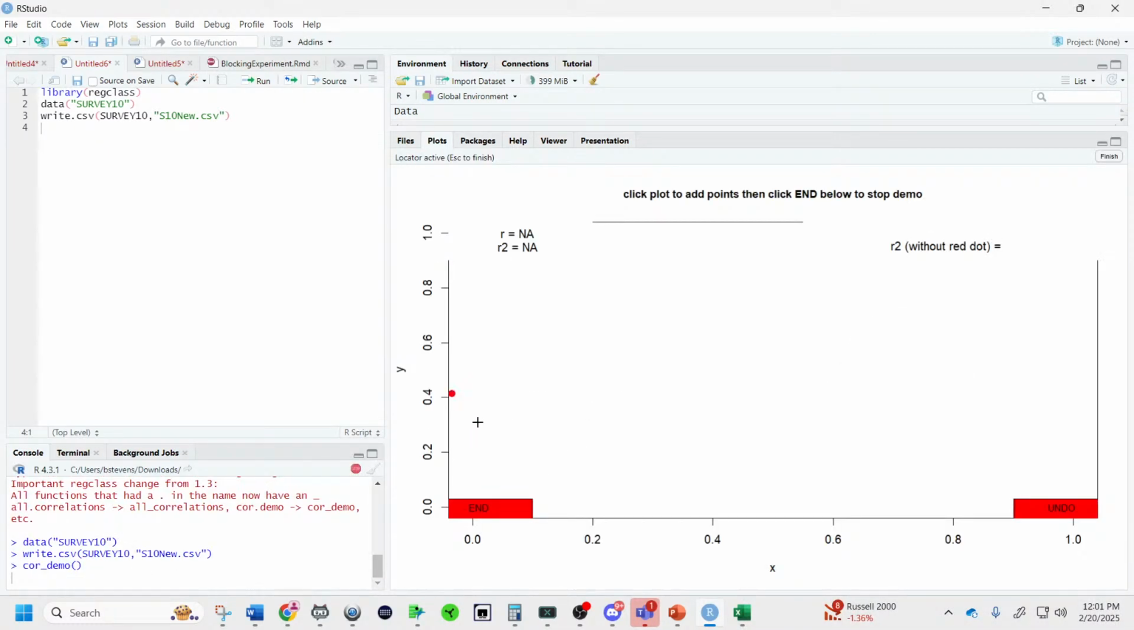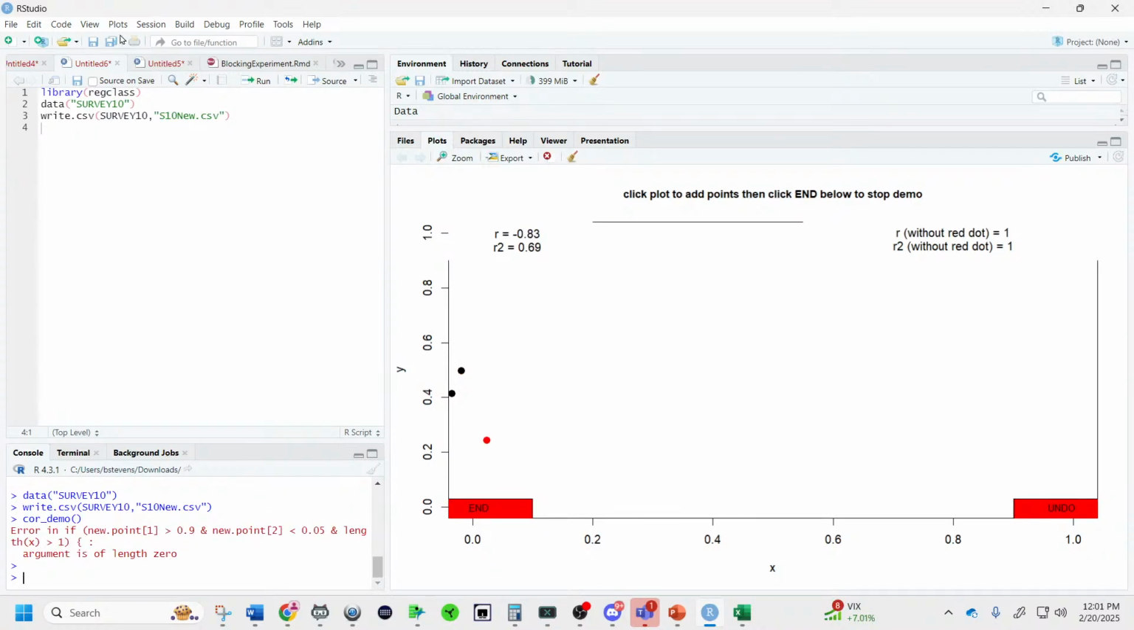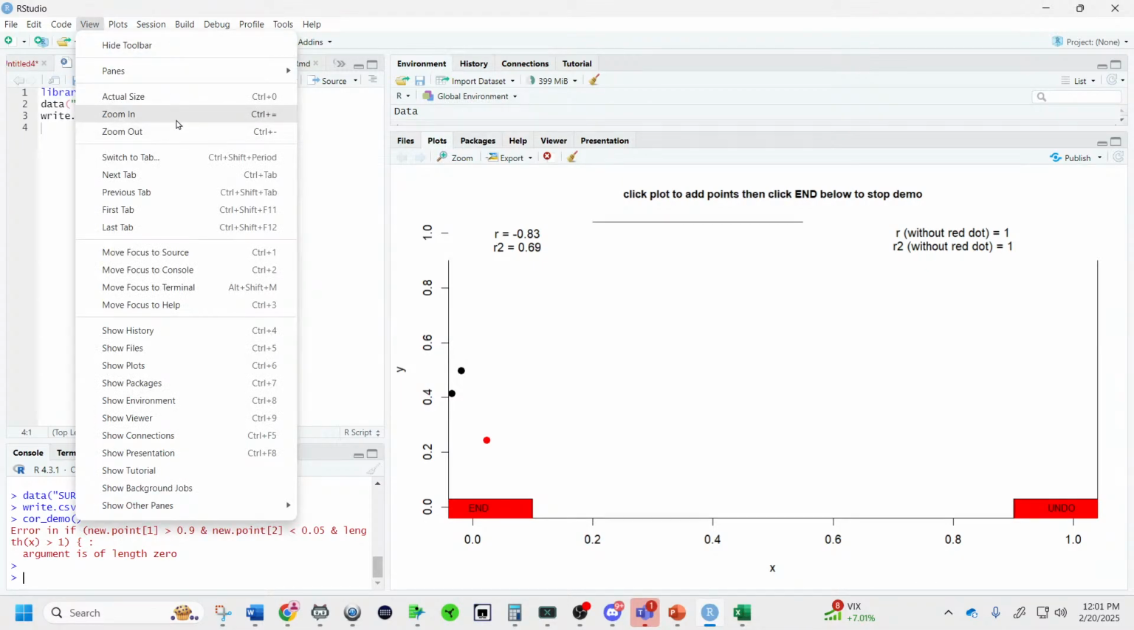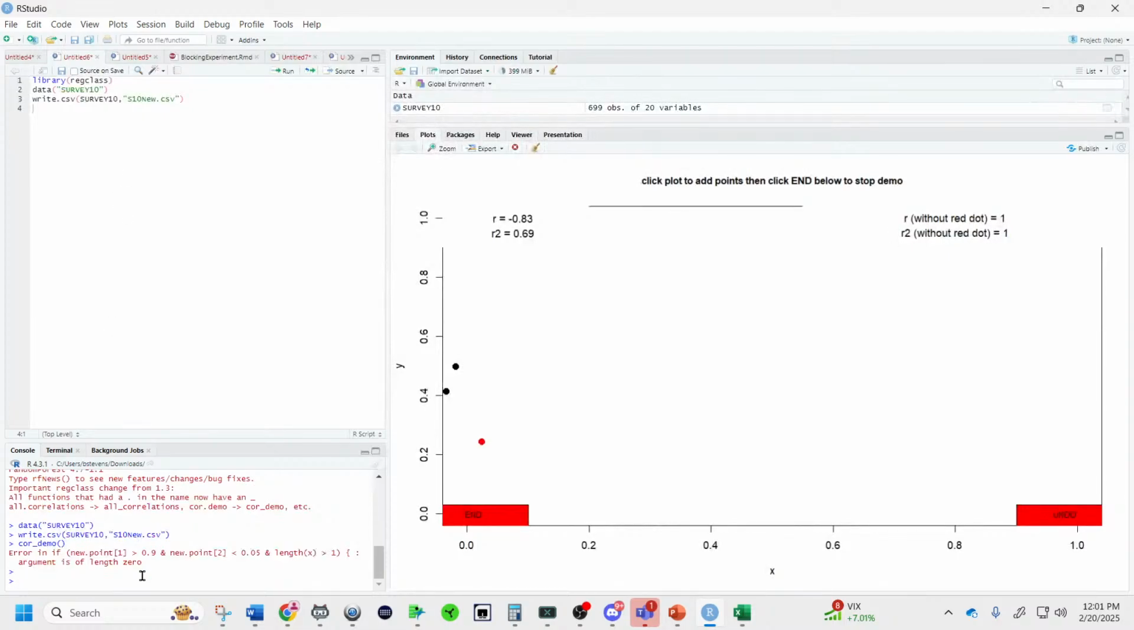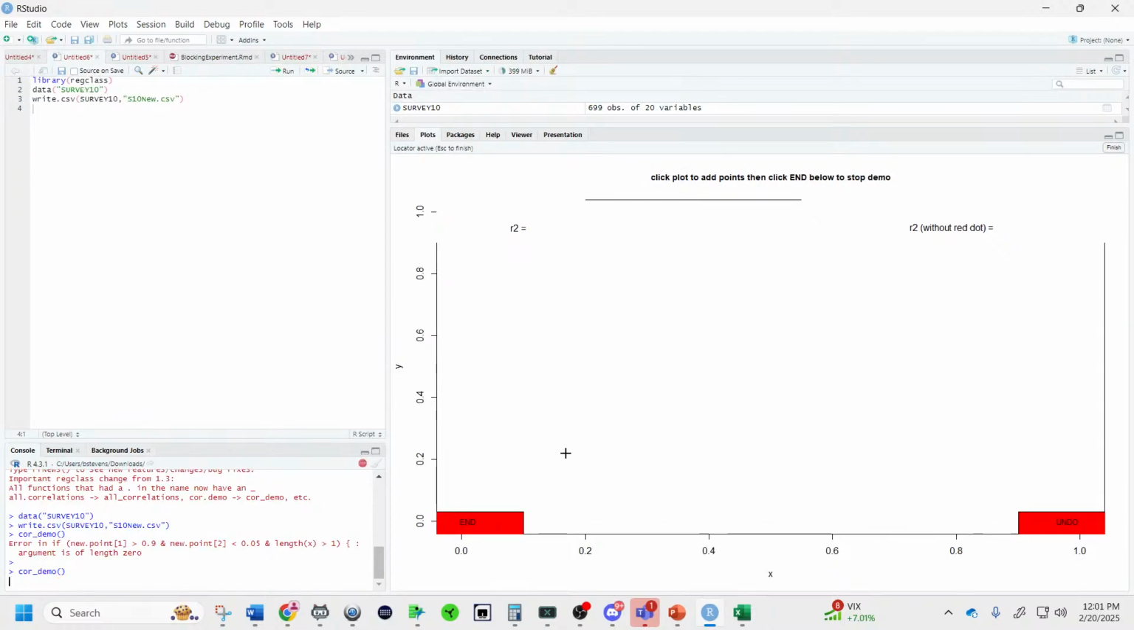So if you take a look, we have a core... Oh, I thought it worked when I did actual size. Let me get out of here. View. Actual size. View. I thought it worked with the actual size. Oh, okay, good. It's working now.